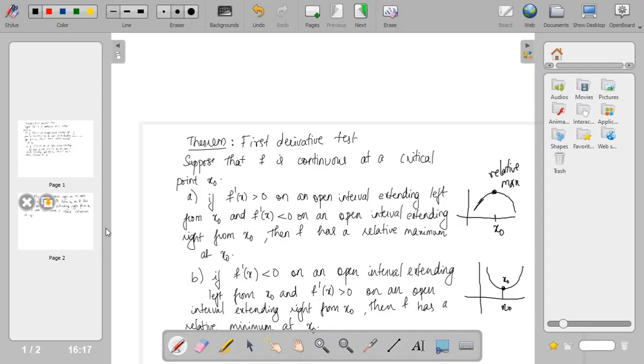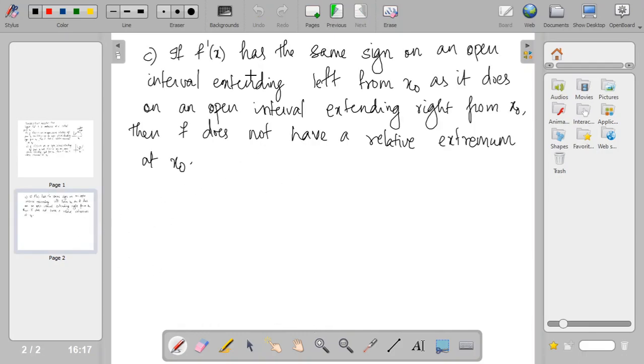And the third part of the result is, if f dash of x has the same sign on an open interval extending left from x0 as it does on an open interval extending right from x0, then f does not have a relative extremum at x0. So this is the first derivative test.